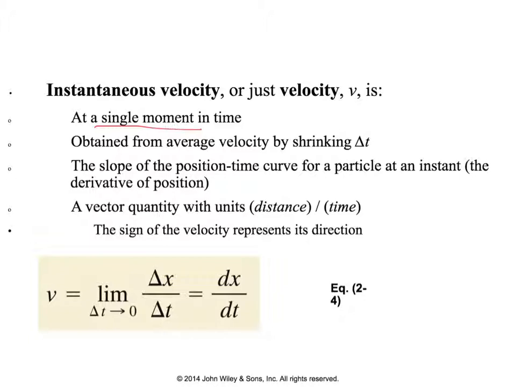So we can go back to the average velocity and take the limit as delta t approaches 0. Then we're going from a finite delta t to an infinitesimally small delta t, and that's where we get the derivative of the position versus time. In one-dimensional motion, the sign of the velocity will represent its direction.